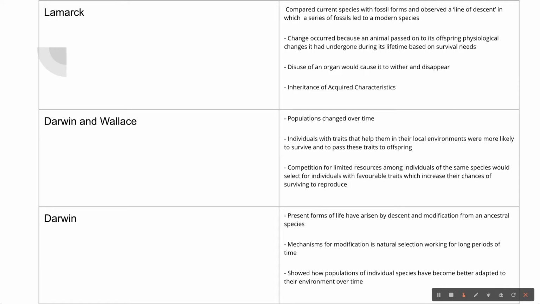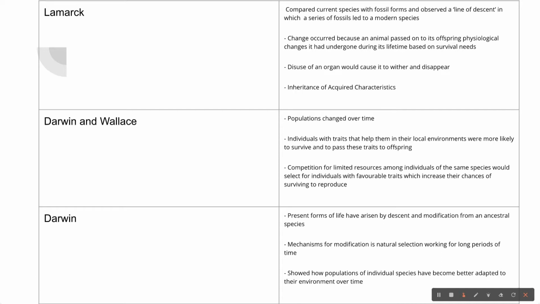So the changes happen because an animal passed on to its offspring physiological changes it's undergone during its lifetime, based on the survival needs it has. Disuse of an organ would cause it to wither and disappear. Or in terms of our appendix, it's kind of useless until it bursts. Actually, they believe the appendix is part of the immune system, just a very little amount of it. That's why when it bursts, there's toxins in it, which is why they believe it's part of the immune system. An inheritance of acquired characteristics. So this is like the giraffes. It's just a different way of doing it.